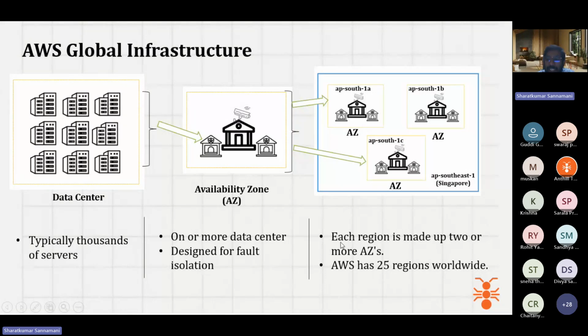So you can see here, each region is made up of 2 or more availability zones, which means a combination of availability zones is called a region. 2 or more AZs, or availability zones, we call a region. They have given that AWS has 25 regions across the world. Yes, the numbers keep increasing. Not every day, but at least quarterly or half-yearly, they increase the regions. So now the number has increased. I took old data.